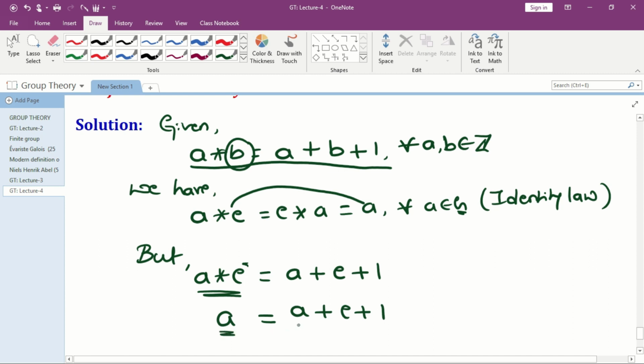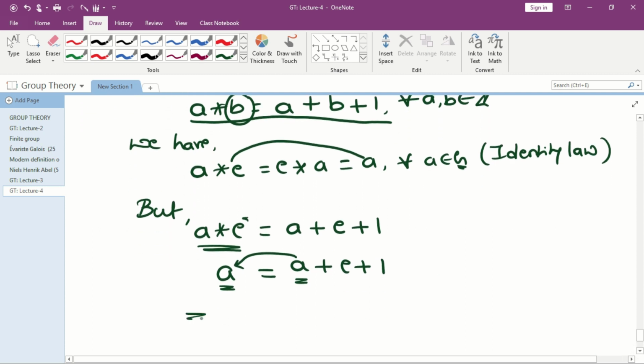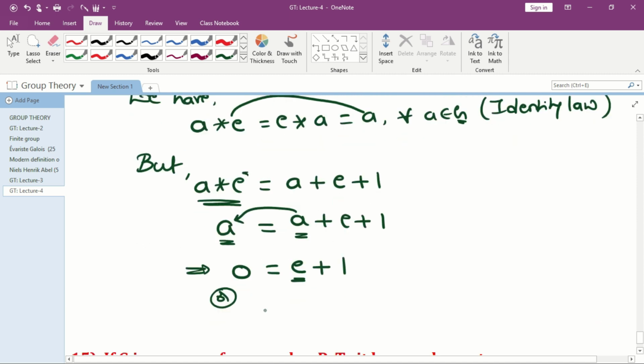So I have A here, again A. If you take A to the left hand side, it becomes A minus A, that becomes 0. Therefore this implies 0 is equal to, remaining is E plus 1. Or we want E, therefore you take plus 1 to the left hand side. Therefore we get E is equal to minus 1. Whether minus 1 belongs to the given set? What is the given set? Set of all integers. Yes, minus 1 belongs to Z. Therefore the identity element is minus 1.